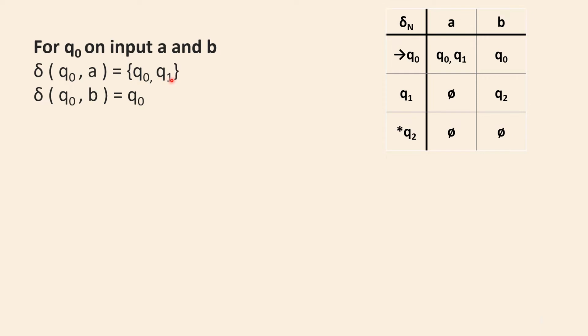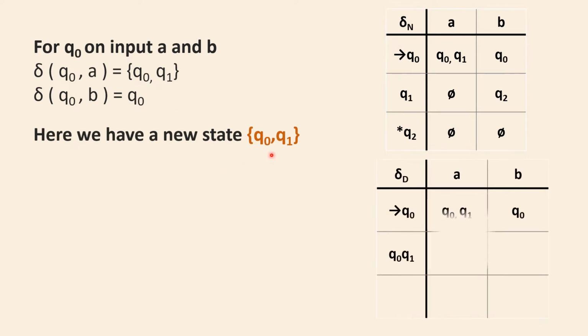Here Q0 Q1, this is a new transition we have got. So this is our new state. We are going to take Q0 Q1 together to form one single state. Simultaneously, let us fill the transition table for the DFA. Q0 on input A is going to Q0 Q1, and Q0 on input B is going to Q0.